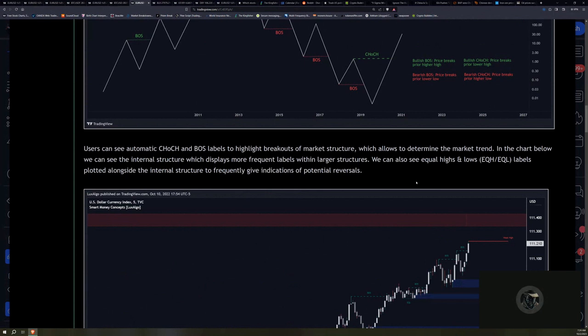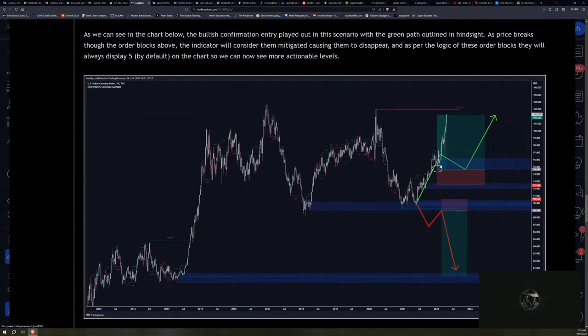Yeah, this is great. It's a really good algo. I'm glad you pointed this out. I can see what he's doing here. So if he goes above a prior, like this, I'm guessing this is an order block.